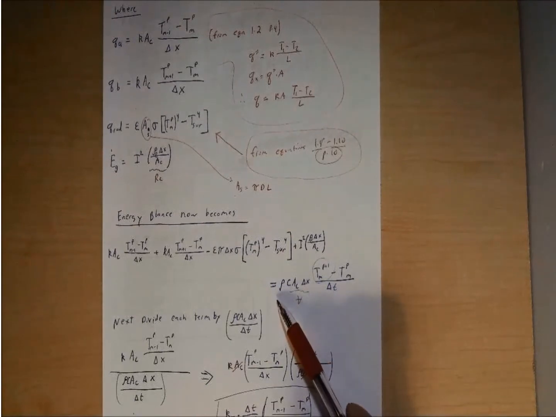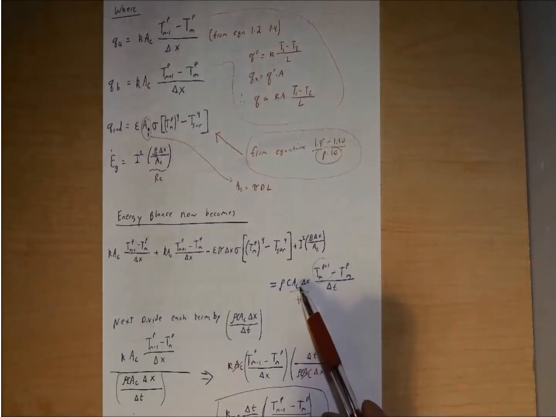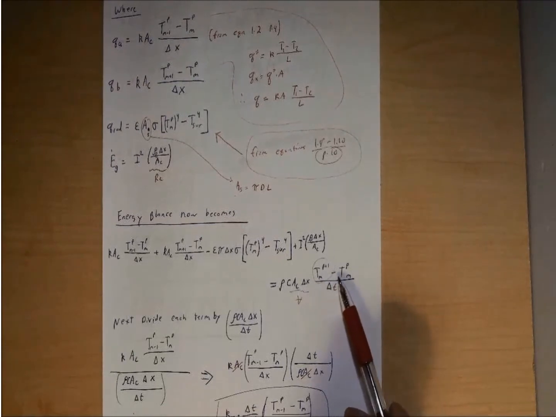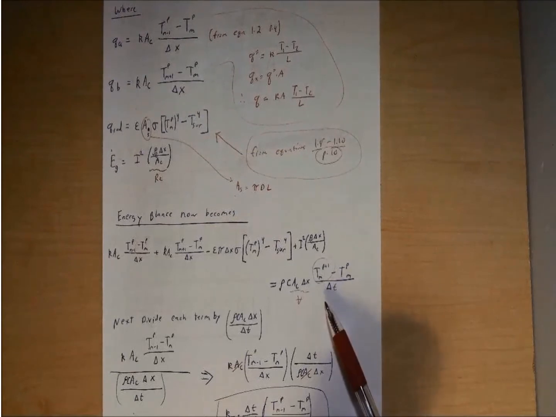And this is all equal now to the right hand side of our equation for the energy balance here, which when we do this out is rho C A C delta X, where our specific heat, area and delta X is equal to the volume term over here, times the temperature difference between node M at P+1 minus node M at P divided by time, delta T there.